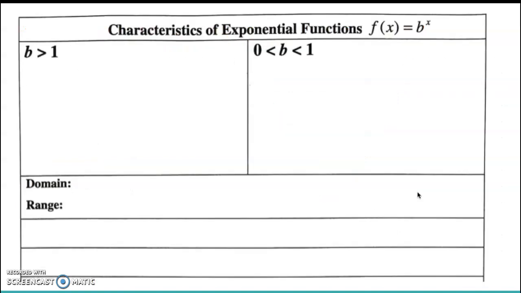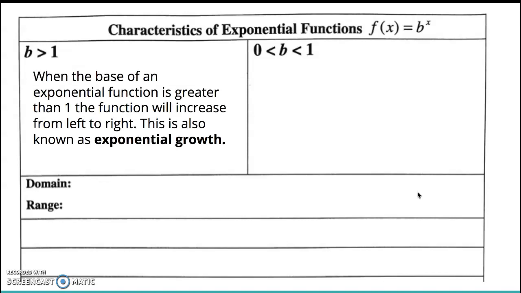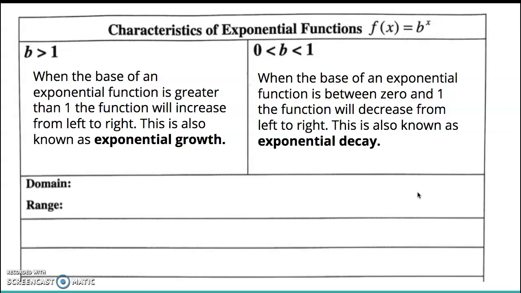So if the base of your exponential function is greater than 1, like 2 to the x that we just saw, then the function will always increase from left to right, and this is what we call exponential growth. So that was the purple graph on the previous slide, increasing from left to right. If the base is between 0 and 1, like we saw with 1/2 to the x, then it's decreasing, it's falling from left to right. So this is what we call exponential decay. So those are the two types of exponential functions that you can have.